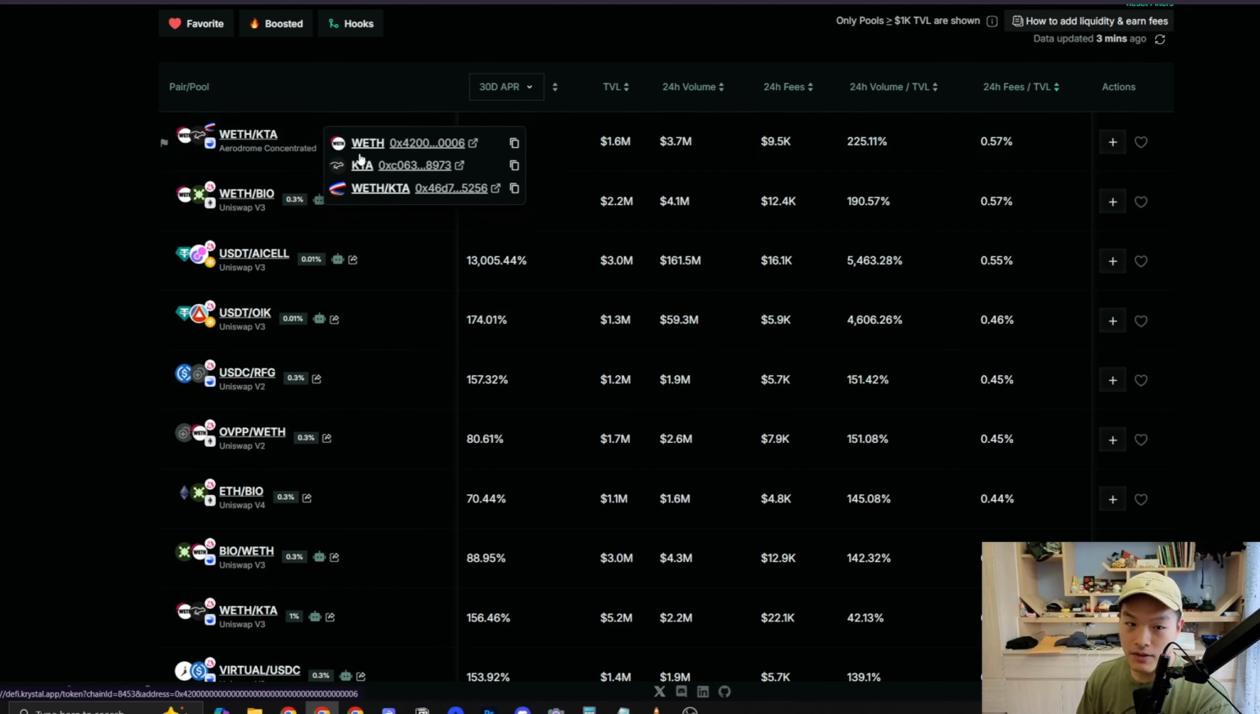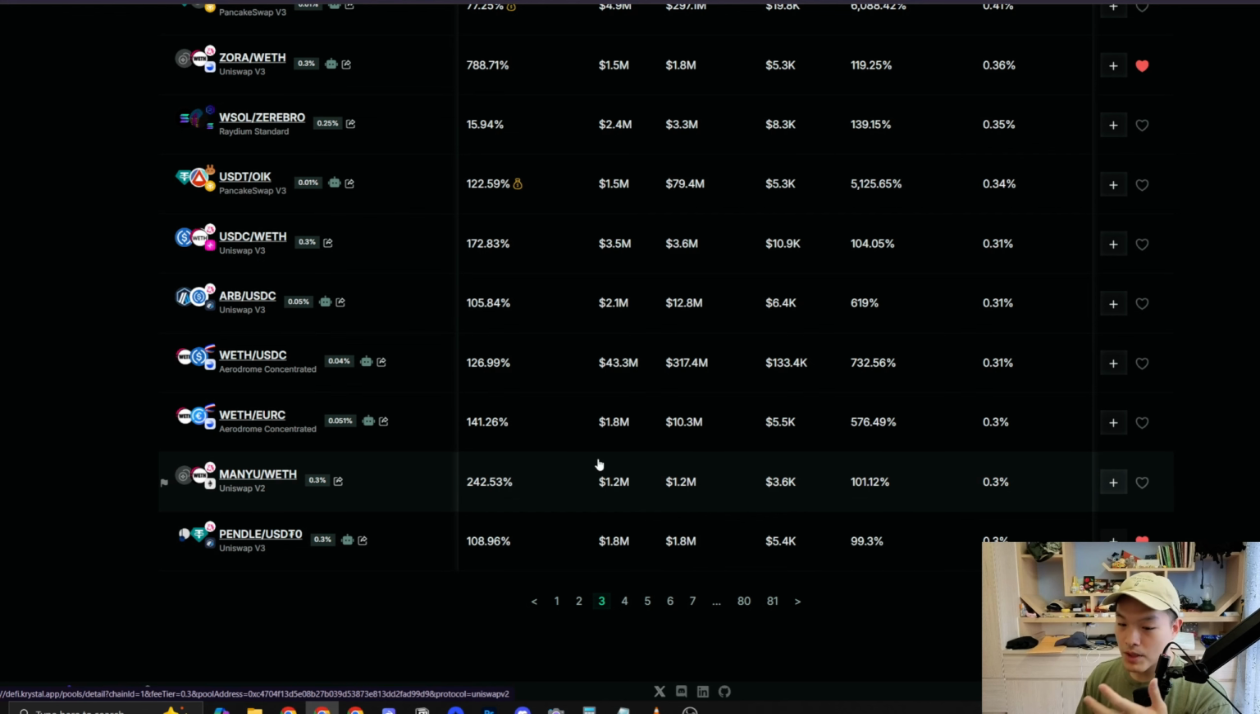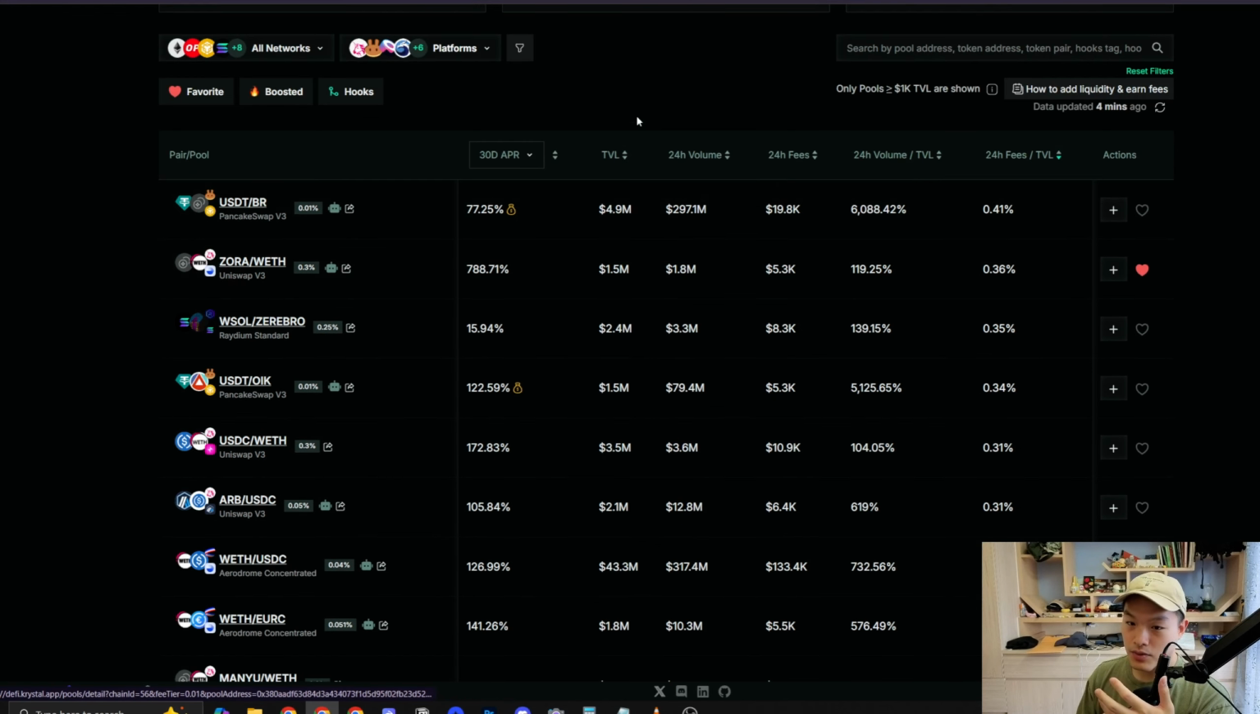Maybe ETH to Kaita here. Kaita is a newer blockchain that is trying to go for high speed transactions. So I can look into that if I want to. And there's a bunch of other tokens as well, right? If I go further and further down, there's Virtual to USDC, Zora to ETH, Pendle to USDT, that could be interesting as well.